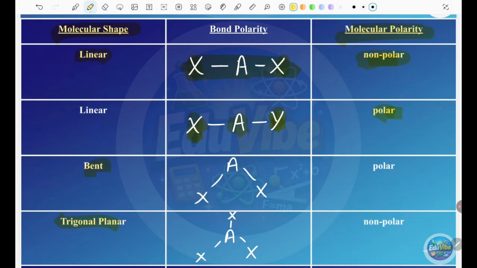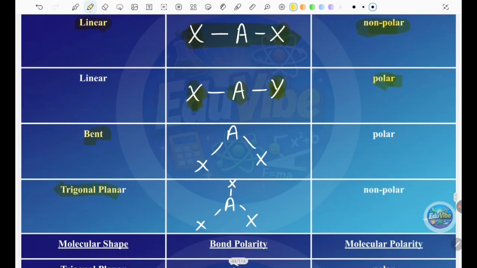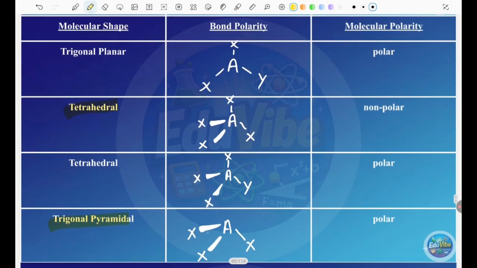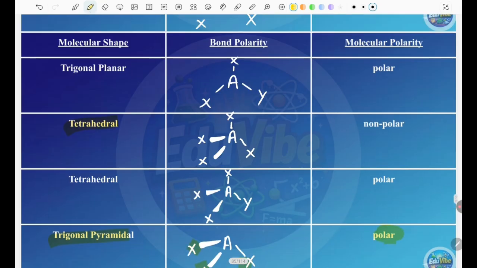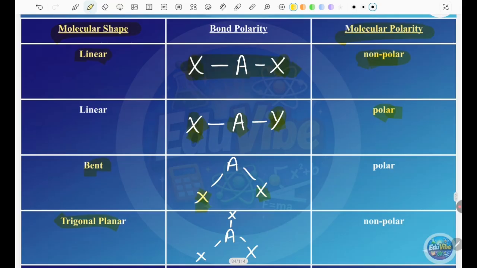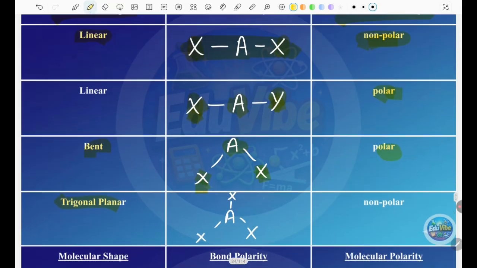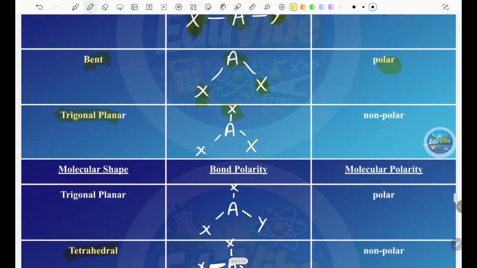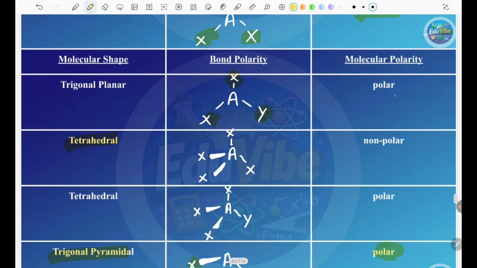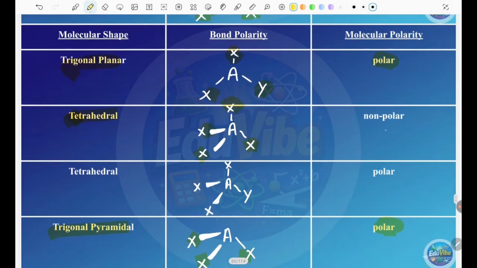Bent is the exception to this. Bent and trigonal pyramidal are both exceptions. They have the same satellite elements, but they still have polarity. Bent is polar, and the rest follow the same rule. In trigonal planar, if all the elements are the same, it is non-polar, and if one is different, it is polar. In pyramidal, if all are the same, it is also non-polar, and with one difference, it is polar.